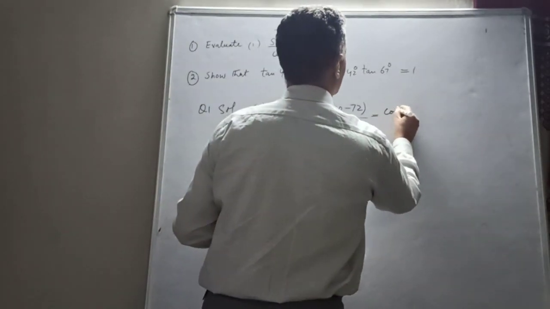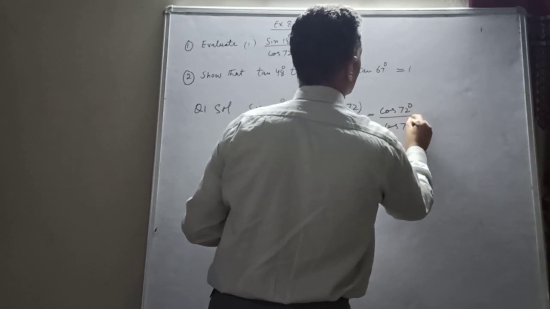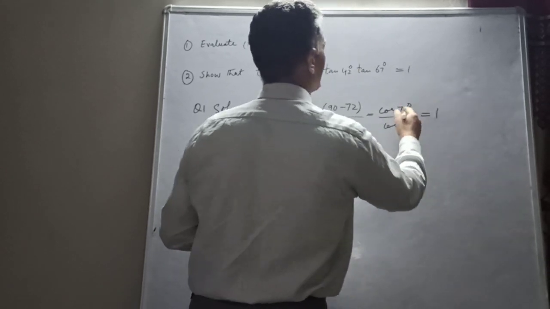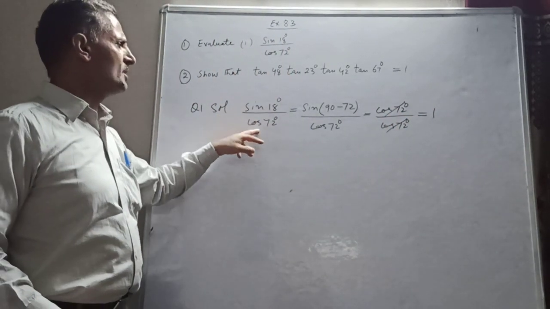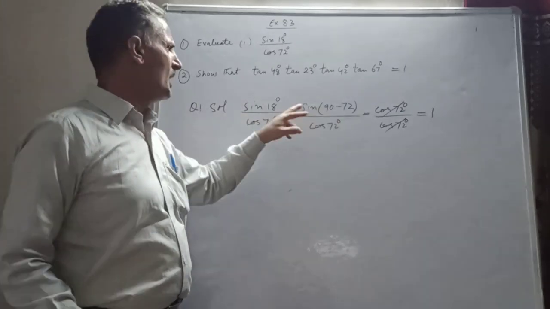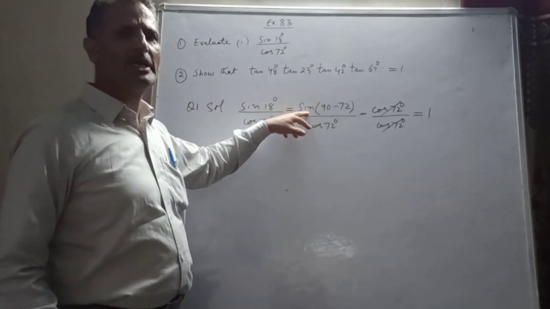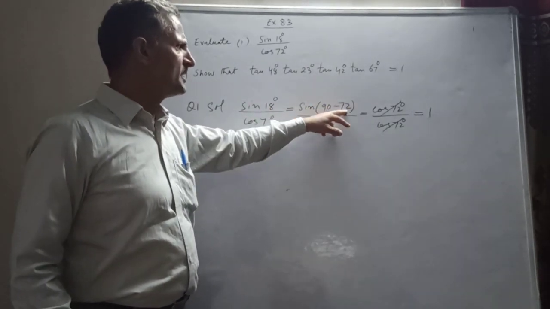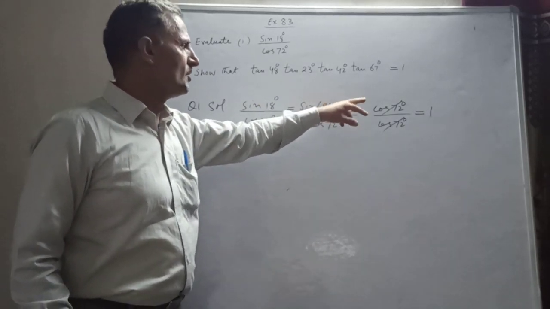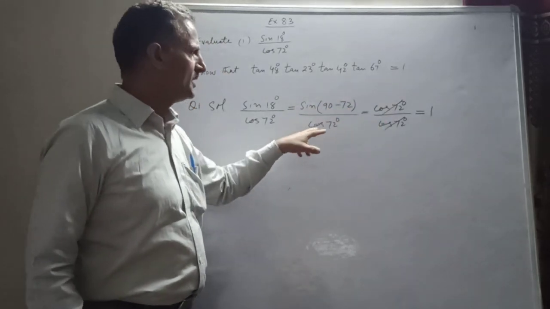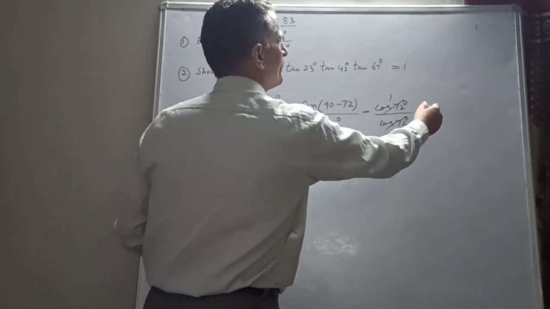This can be written as cos 72 degree divided by cos of 72 degree. So this will get cancelled. It is 1. So sine of 18 degree by cos of 72 degree is equal to 1. How? You change this: sine of 18 degree can be written as sine of 90 minus 72, because 90 minus 72 is again 18 degree. But we know sine of 90 minus theta is cos theta, that is cos of 72 degree, and the denominator is the same, so it will get cancelled. So it is 1.